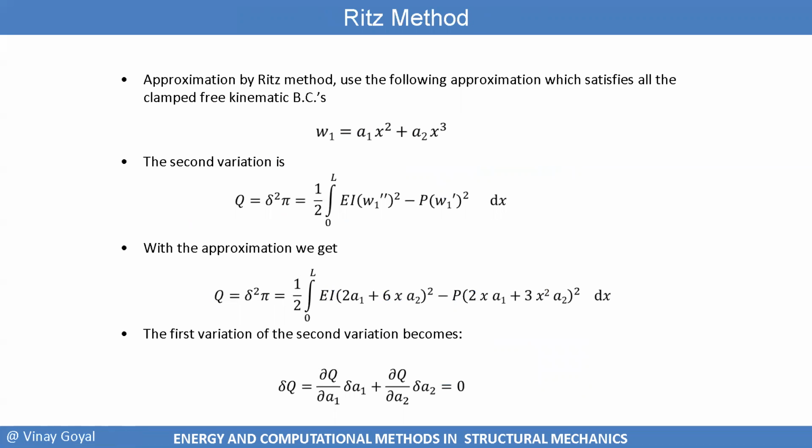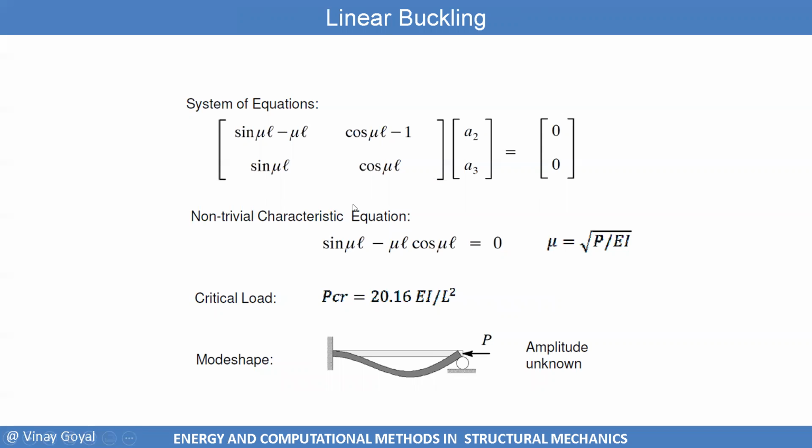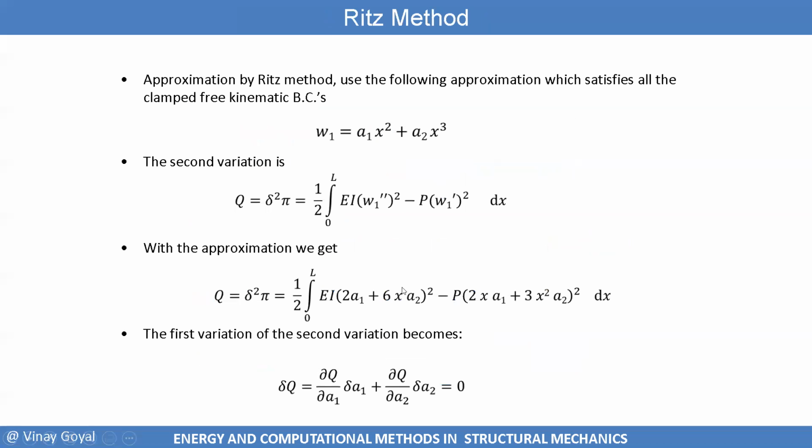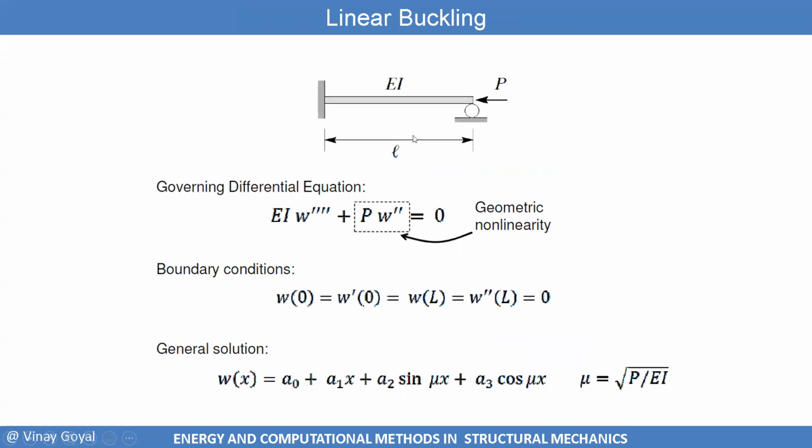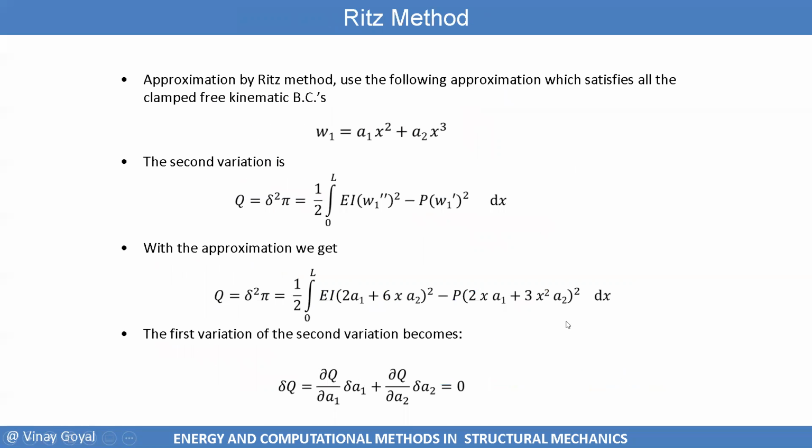But what if I want to use the Ritz method? So we can approximate, instead of trying to solve it in an exact manner, we can use the Ritz method. We can assume an approximation of A1 x squared plus A2 x cubed. So it satisfies the clamp condition on the left-hand side. It satisfies W(0) equals 0 for essential boundary conditions, W prime of 0 equals 0. And so that's a good polynomial approximation.